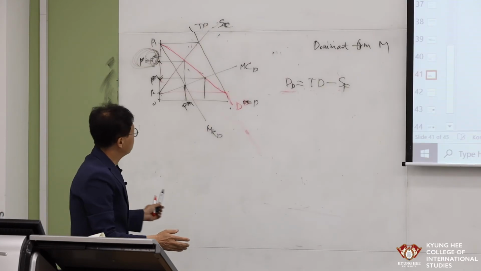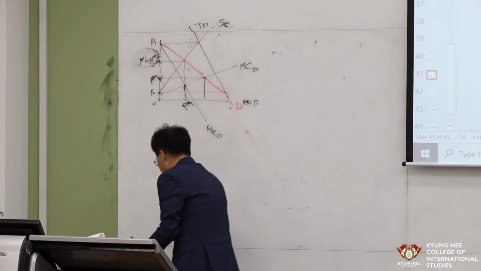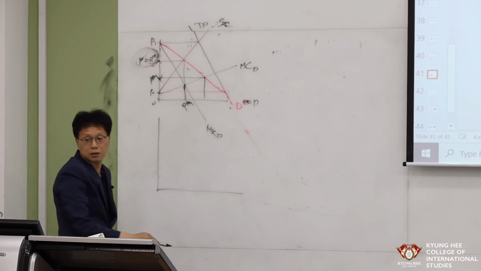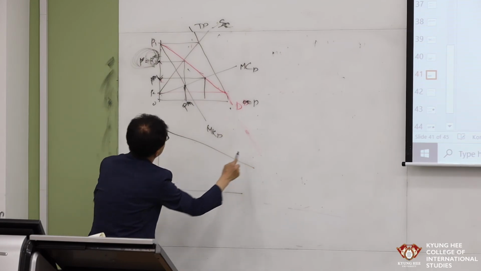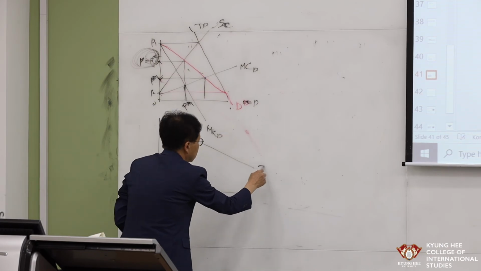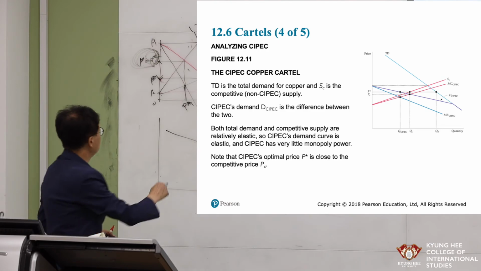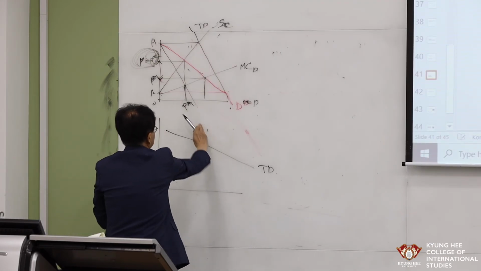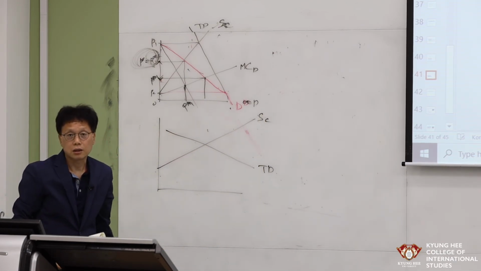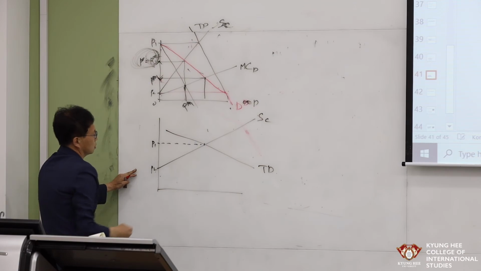Then, what happened in the CPEC case? That was the OPEC case, and the CPEC case is this one. Total demand is like this, now elastic. And fringe firm supply is like this, for example SC. Then we know at this price, P1, P2.